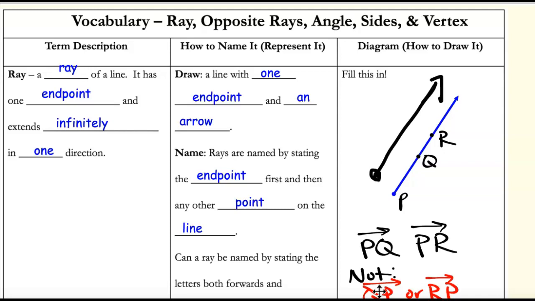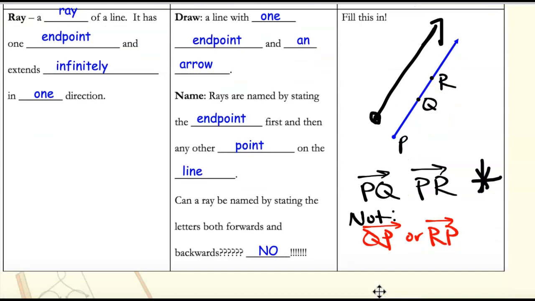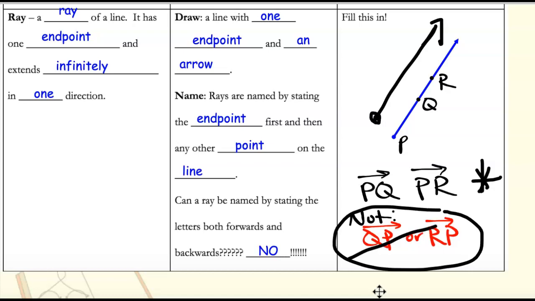So to do that we draw one endpoint and an arrow. We name rays starting with the endpoint first. So you'll notice here that P is the endpoint, so you have to denote P as the first letter in your ray. So can a ray be named stating the letters forward and backwards? No, this is not going to be an okay way of representing that ray because we need to put it in order from the endpoint.